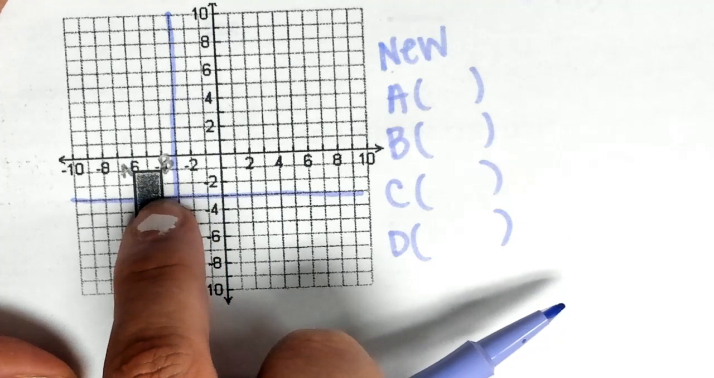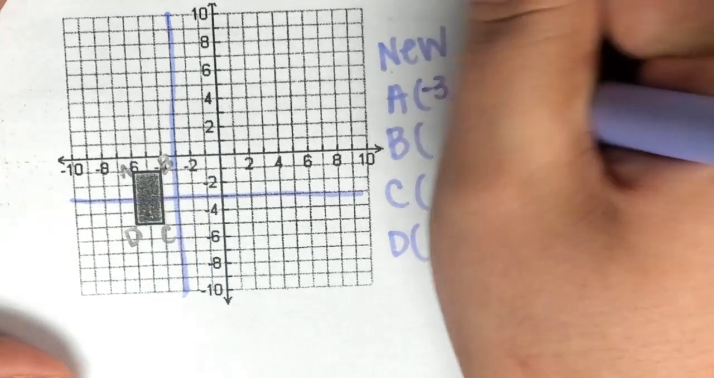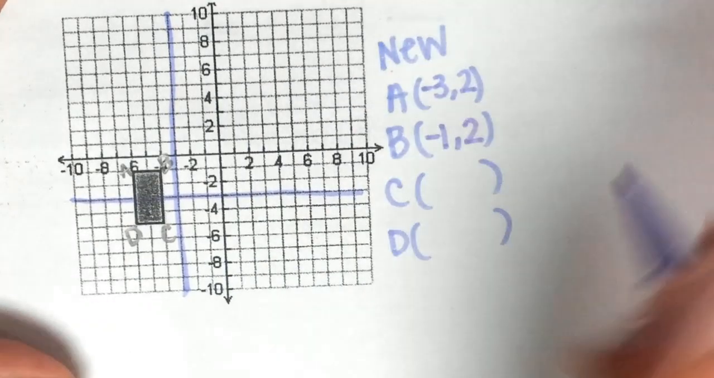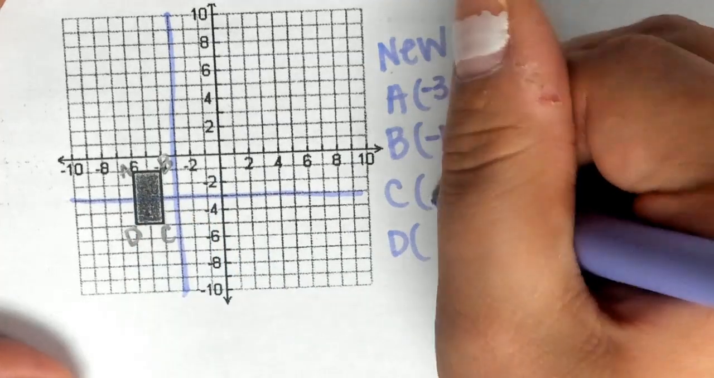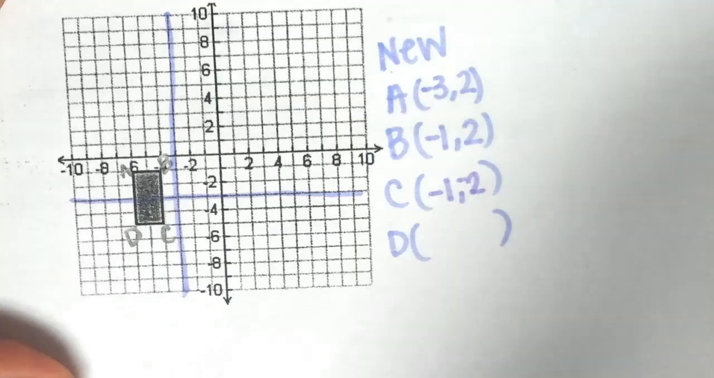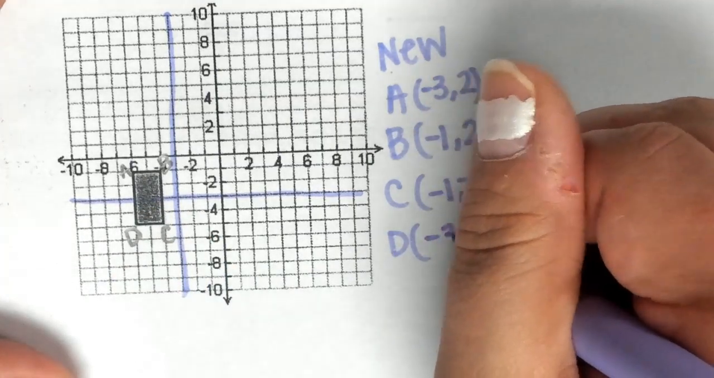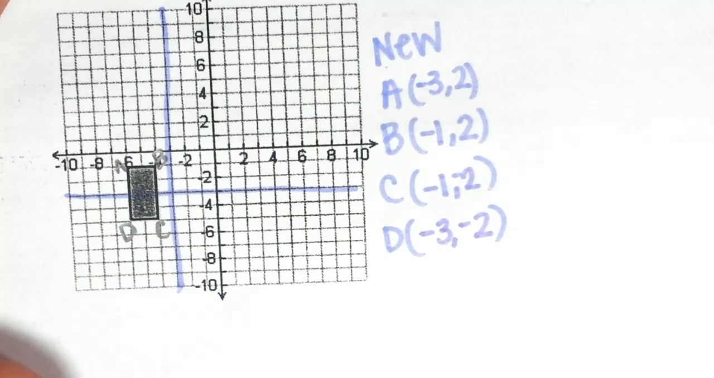I'm going left 1, 2, 3, left 3, up 2. So this is -3, 2. B, I'm going left 1, up 2: -1, 2. Left 1, down 2: -1, -2, and -3, -2. Those are the coordinates you should have gotten for your new origin.